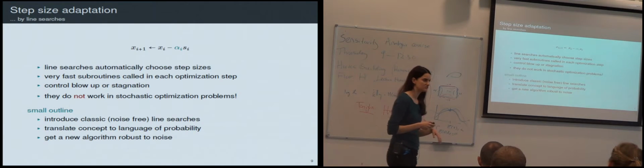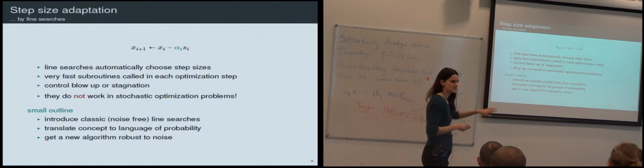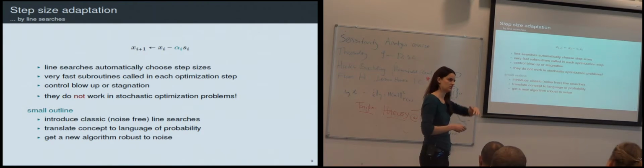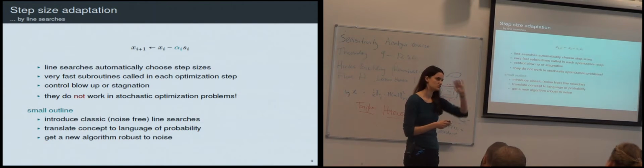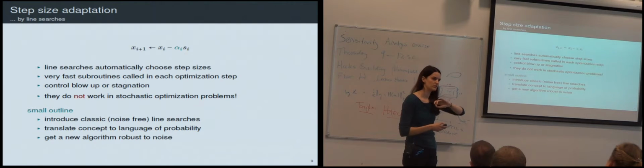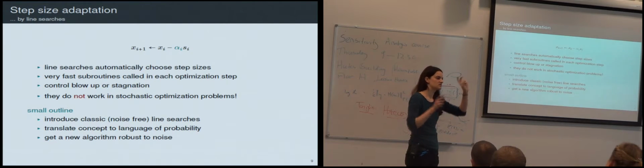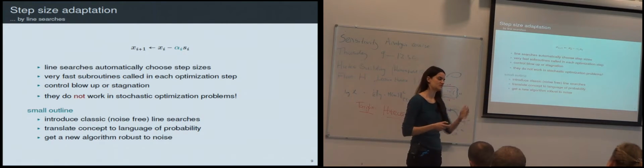Okay, so basically the rest of the talk will be like this, that I quickly introduce one concept of line searches that work classically, so without noise. And then we're going to translate this concept one-to-one into a probabilistic setting where we assume that the data points, which are now the gradients and the function evaluations, are corrupted by Gaussian noise.